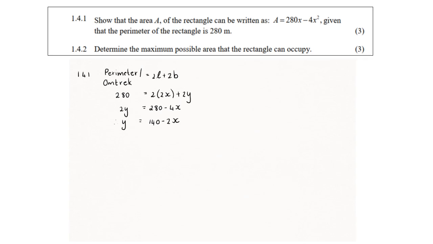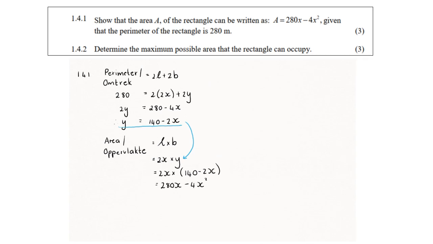Now we can determine the area, and the area of a rectangle is given by the formula length times breadth. And we know that the length is 2x, and the breadth y is equal to 140 minus 2x. So we take 2x and we multiply it by 140 minus 2x. And when we simplify this, it gives us the expression in the question. A is then equal to 280x minus 4x squared.